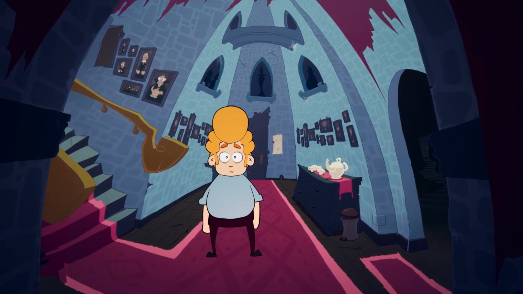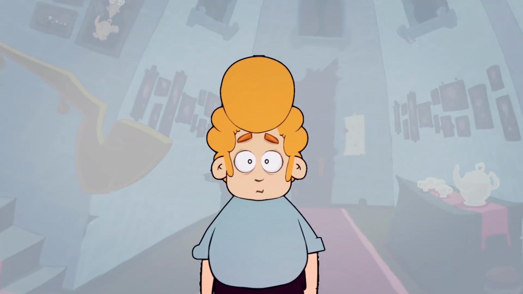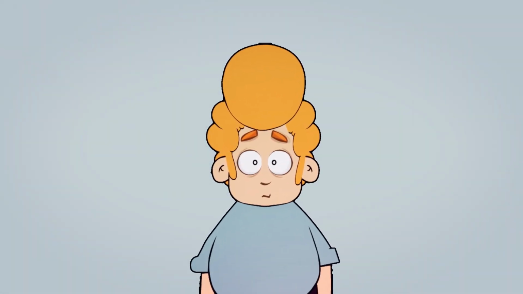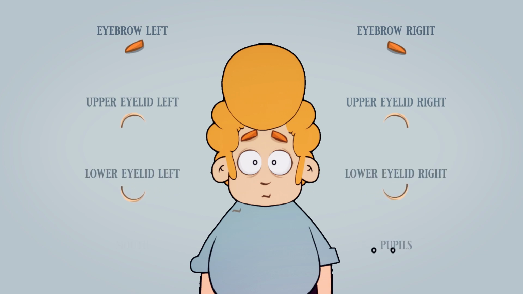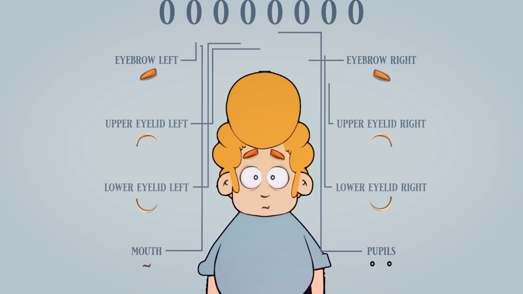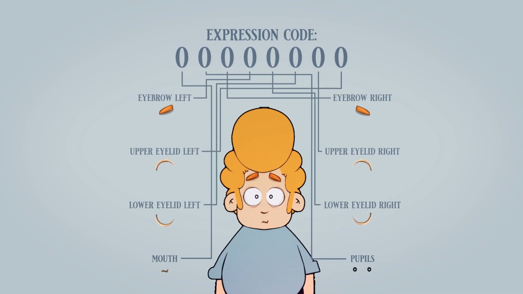I had three key challenges when implementing the new system. First, I wanted to be able to control all the parts of the face individually. The eyebrows, the upper eyelids, the lower eyelids, the pupils and the mouth. And because this leads to a very large number of possible expressions, I decided to use a simple numerical code to control these individual elements.